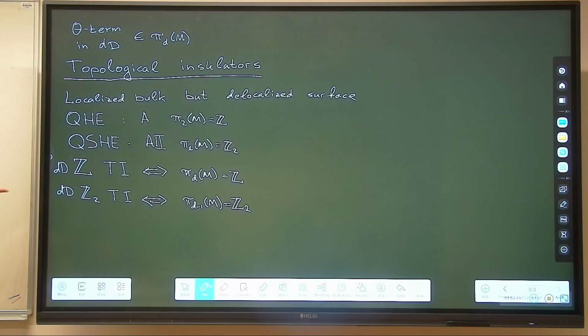Because for Z2 we don't have this Wess-Zumino physics, so we need a theta term on the edge, not on the bulk, but only on the edge, like we had here. So these are the two examples of these two general statements.